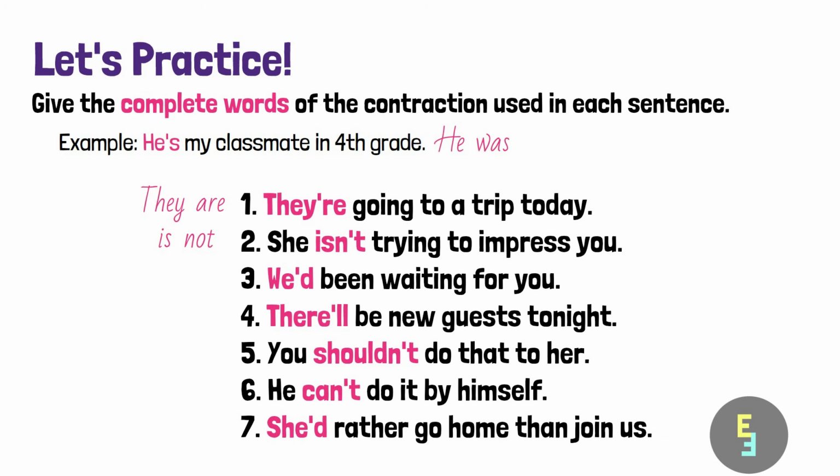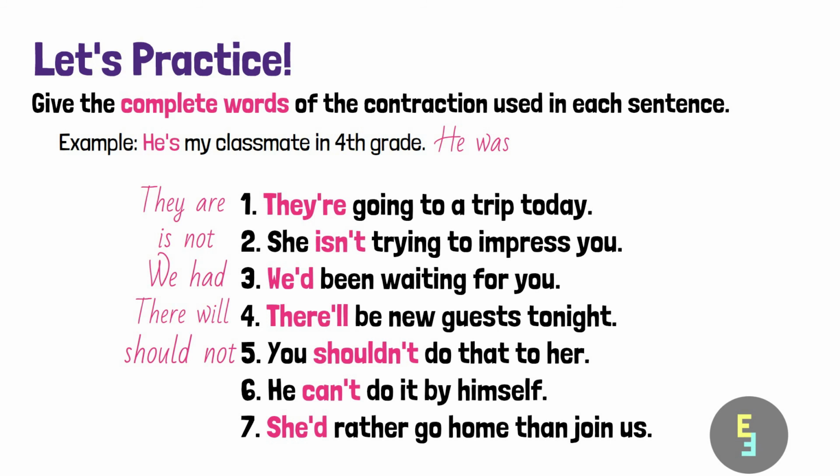Number 3. We've been waiting for you. Answer. We have. Number 4. There'll be new guests tonight. What's the answer? There will. Number 5. You shouldn't do that to her. Answer. Should not.